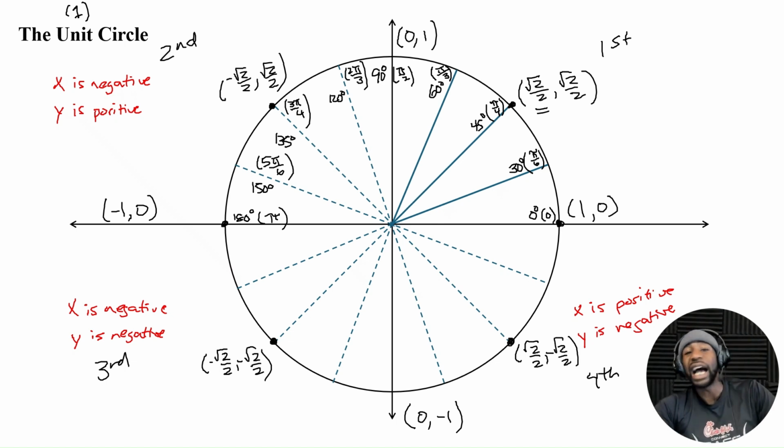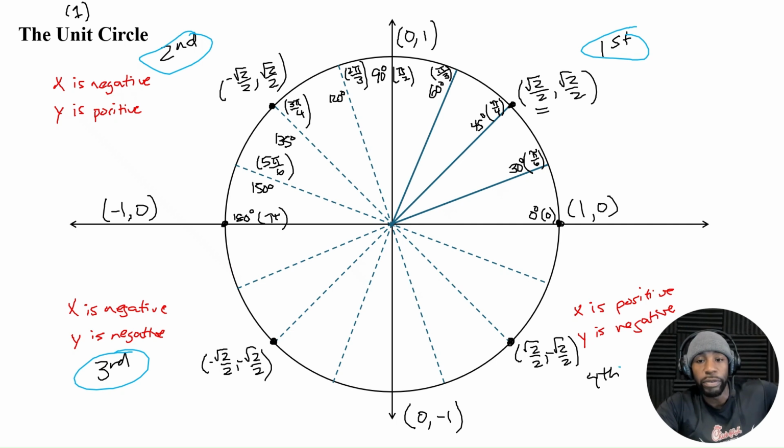Okay, so you see, I didn't have to memorize those. I could just know the first quadrant. Okay, let me circle these so they're more easily seen. First quadrant, second quadrant, third quadrant, and then the fourth quadrant. Okay, all right, good.